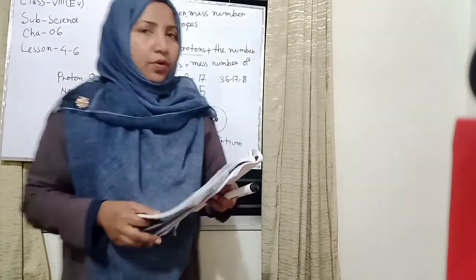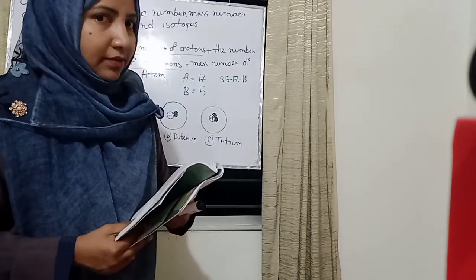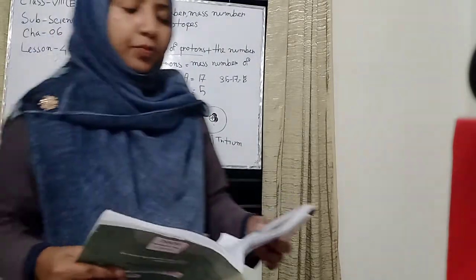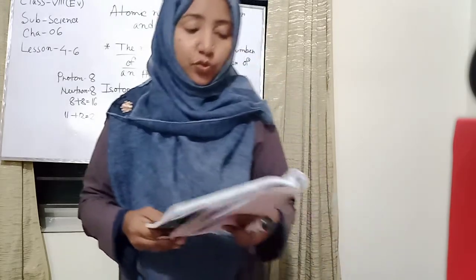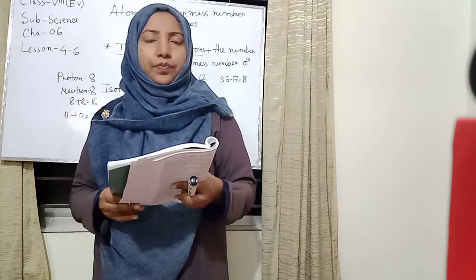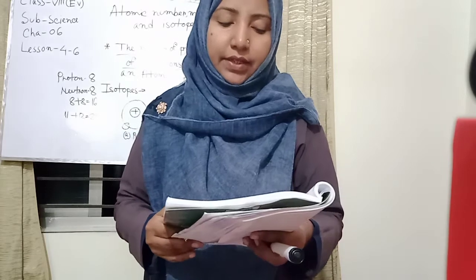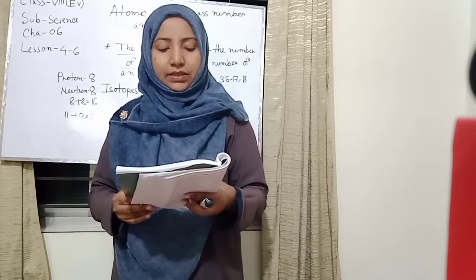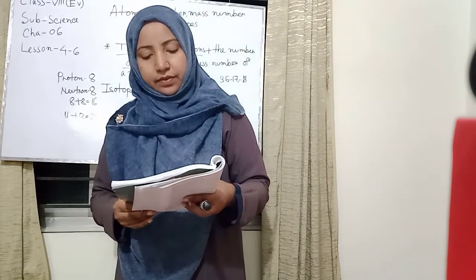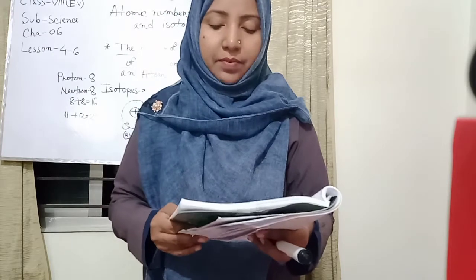Now we have explained the atomic number and mass number. Now we are going to the next topic, and the next topic is isotopes. Already you have come to know that the atoms of an element have a definite number of protons and electrons, but an element may have different mass numbers. This is because the atoms of an element may have different numbers of neutrons.